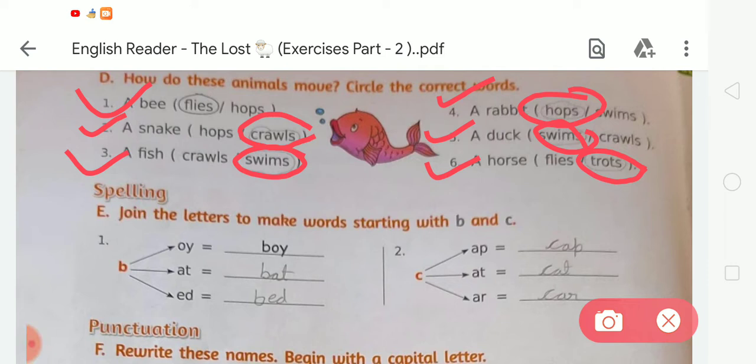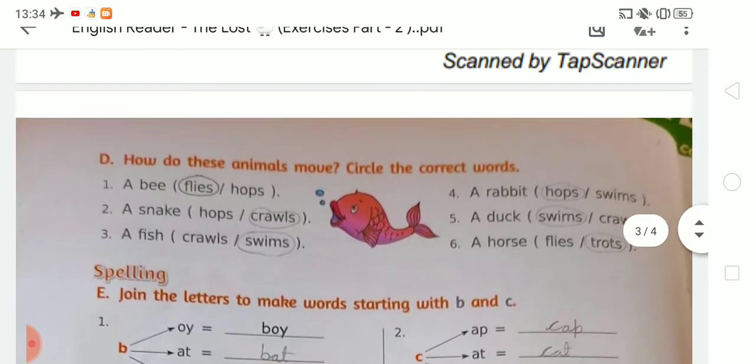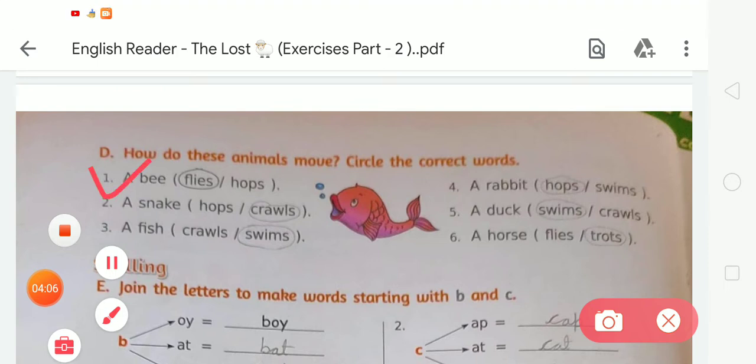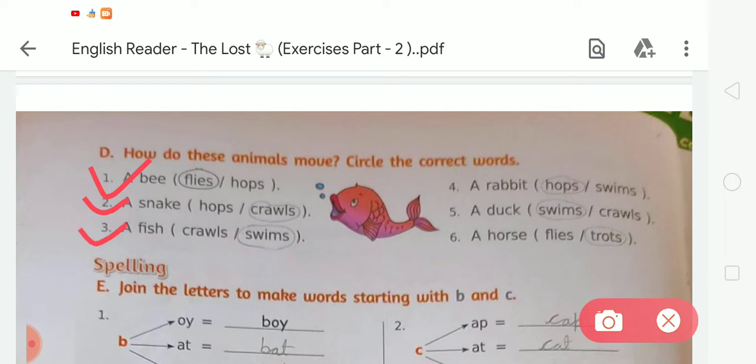Okay, so like this we have to circle the correct movement of animals. Students, one more time we are going to check this. The first is bee, and the movement of a bee is flies. Second is snake, and the movement of a snake is crawls. Third is fish, and the movement of a fish is swims. Number 4 is rabbit, and the movement of a rabbit is hops. Fifth is duck, and the movement of a duck is swims. Number 6, a horse, and the movement of a horse is trots. So like this we have to complete exercise D.